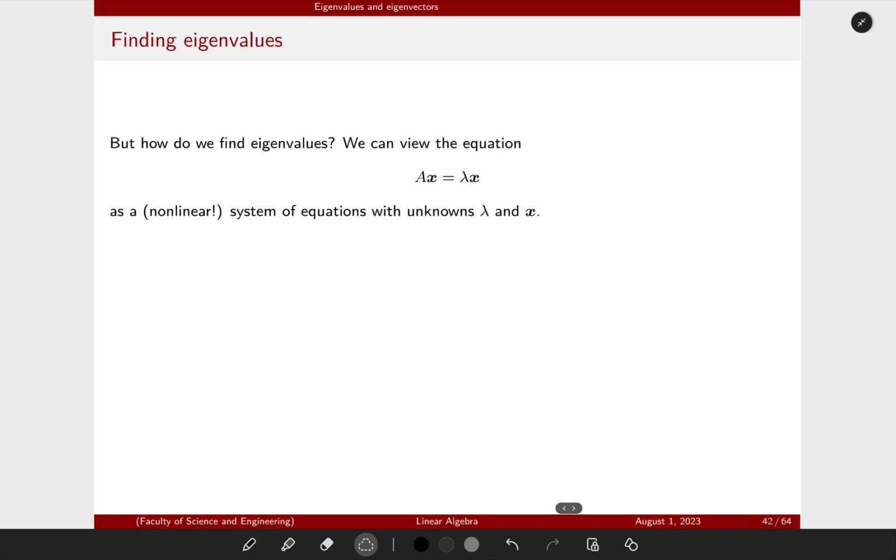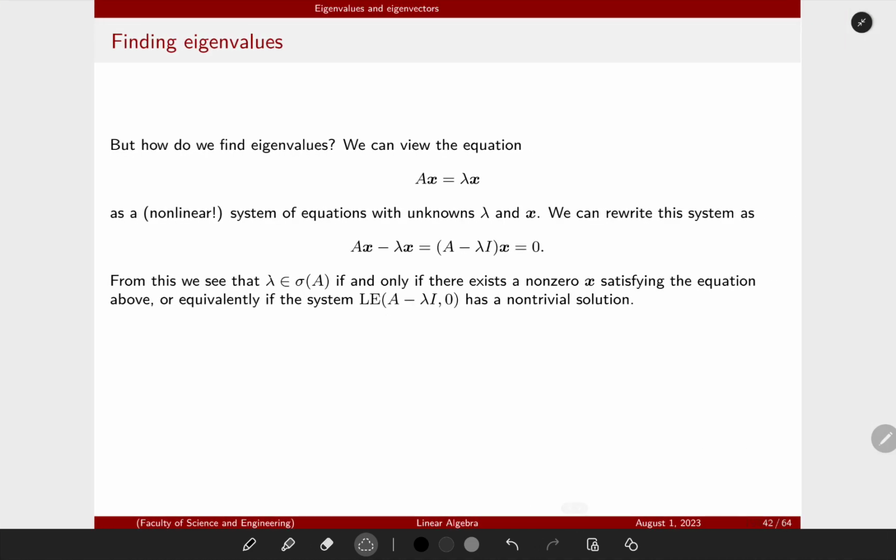Now that we know what an eigenvalue is, we want to know how to find them. We can view this equation, Ax equals lambda x, as a system of equations with unknowns lambda and x, because of course we do not know the eigenvectors and eigenvalues yet. We can rewrite it by bringing this term to this side, and then we get A minus lambda I. We have to add this I here, because if we take out this x, we cannot just leave the lambda, because A minus lambda does not mean anything: A is a matrix and lambda is a scalar, so we cannot subtract them. So we get this expression, (A minus lambda I)x equals 0.